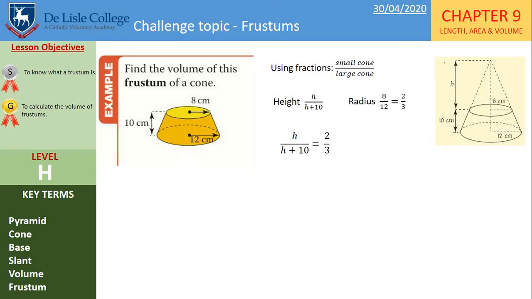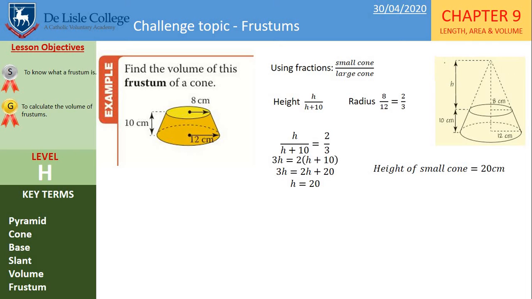So we can set them equal to each other because they are in the same ratio. And then if we cross multiply, that means multiplying the numerator on the left by 3 and the numerator on the right by h plus 10. We end up with 3h equals 2 lots of h plus 10, which if we expand and solve, we end up with h is 20.